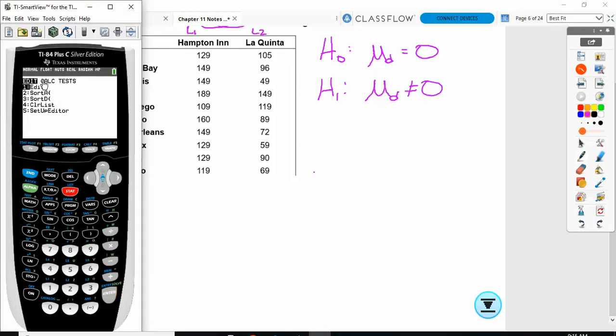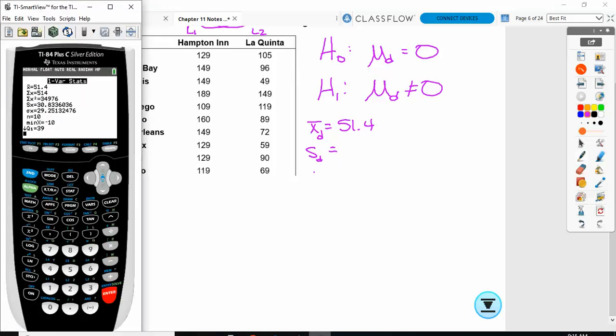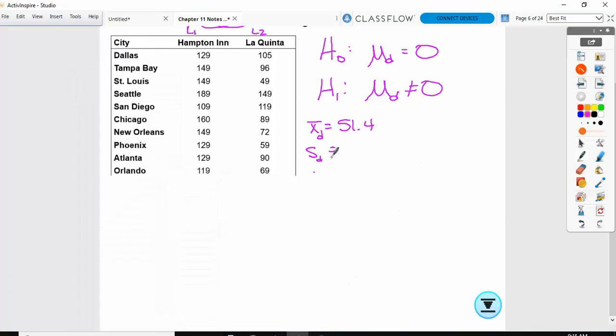And then if you went into the calculator, so we know we can calculate one variable statistics, we would have to do that for L3. And what we're going to need is the mean and the standard deviation. So my X bar here is 51.4. That's the mean of the difference. The standard deviation of the difference is 30.8336.